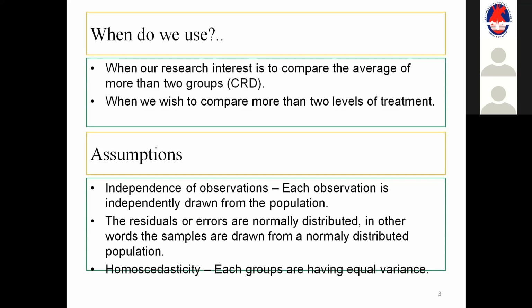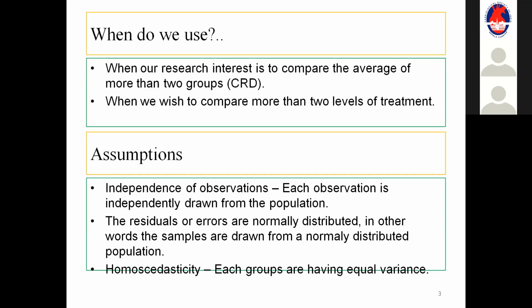There are certain assumptions with ANOVA, just like any other statistical analysis. The first one is independence of observations. Each observation is independently drawn from the population, which means that it should not be a repeated measure, like taking measurements from a single person repeatedly over time, or taking measurements from a single person from the left side and right side. For those sorts of designs, we will follow a different approach for the analysis; one-way ANOVA is not used there.